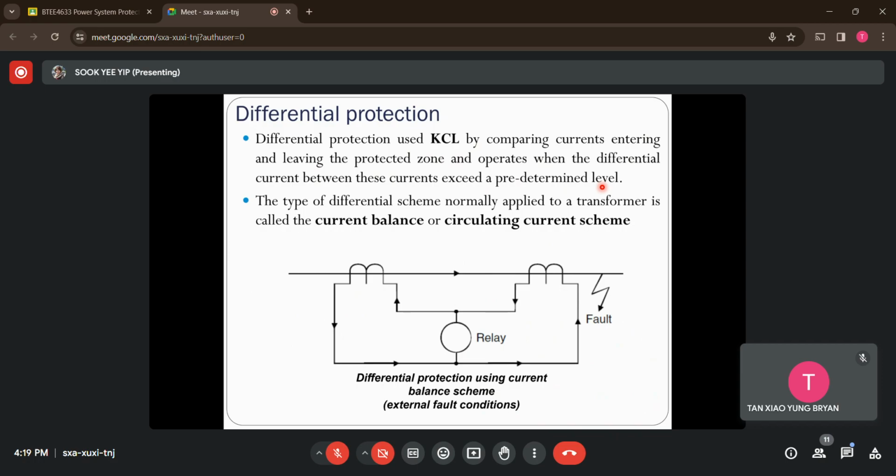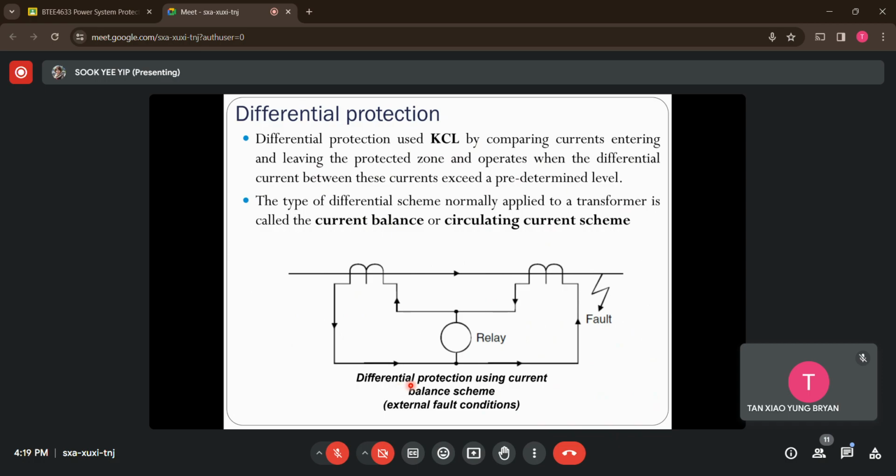Okay. So you will see that the differential protection scheme is usually applied to the transformer. It also carries other names. It can also be called a current balancing scheme or a circulating current scheme. They're actually referring to the same thing. Okay, so let's see here.